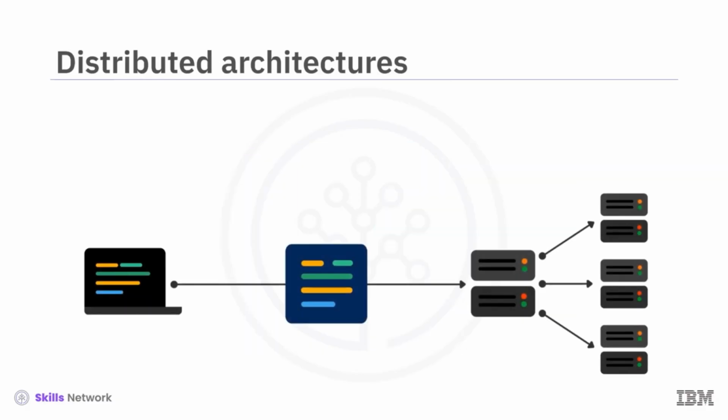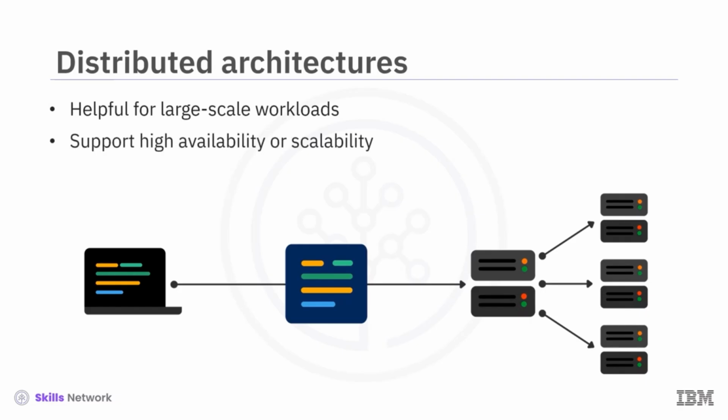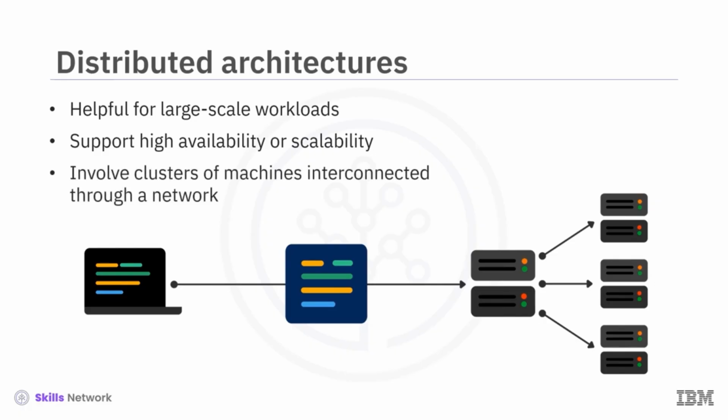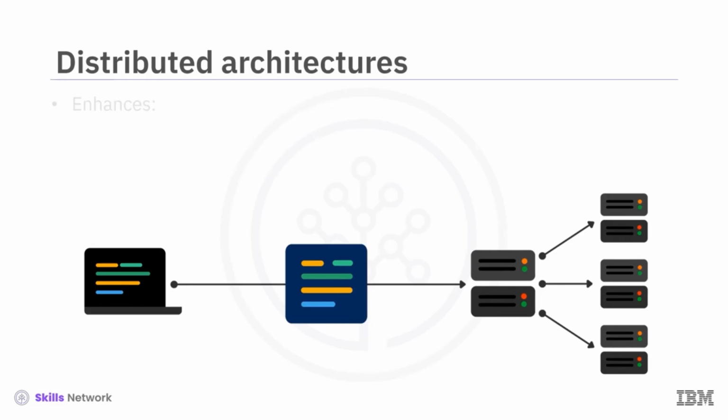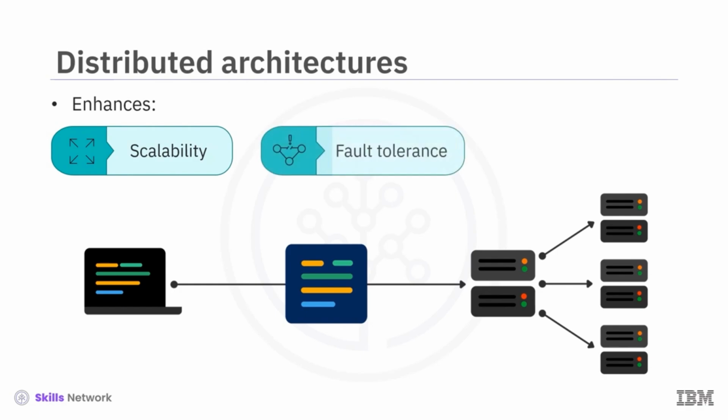In our exploration of database architectures, we've primarily focused on single server configurations. However, for critical or large-scale workloads where high availability or scalability is important, Relational Database Management Systems, RDBMSs, offer distributed architectures. These distributed database architectures involve clusters of machines interconnected through a network, distributing data processing and storage tasks. The approach brings about notable benefits, including enhanced scalability, fault tolerance, and overall performance improvements. Let's now discuss the types of database architecture.